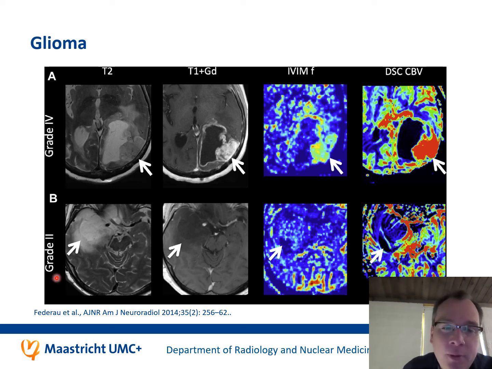On the bottom you have this low-grade tumor. You can already see that there's hardly any uptake with gadolinium, and there's also no increase in perfusion. Opposite, it seems to be a decrease in perfusion, both on the IVIM and DSC images.